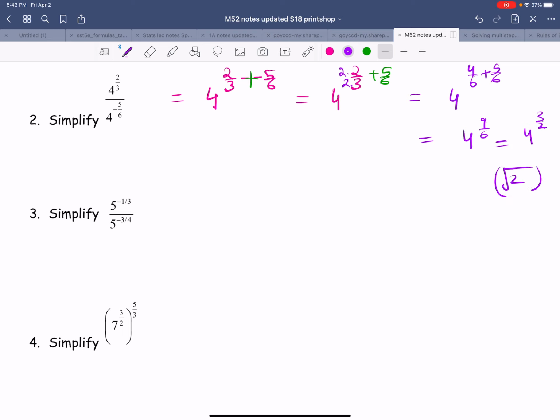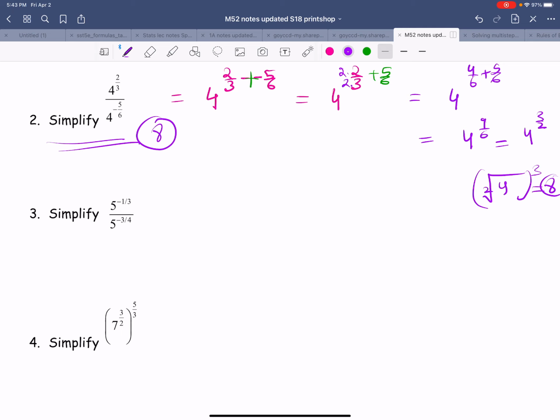Again, that's the square root of 4 to the third power. That's what it simplifies to. Square root of 4 is 2. 2 to the third power is 8. So this expression simplifies to 8.